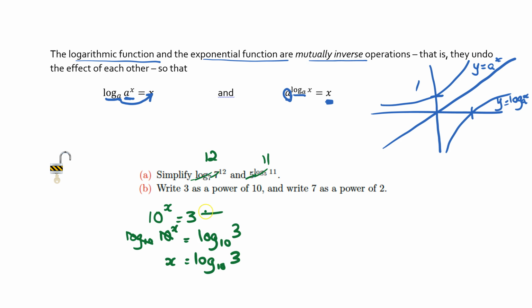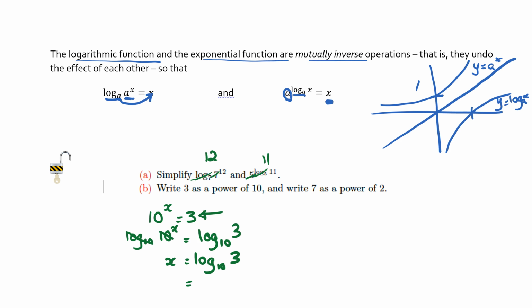So while I couldn't solve this index relationship up here, because I don't know what power you raise 10 to give me 3, if I use my log relationship and operate on both sides with log, because it's an equation, then the log and the exponential operation cancel out here. So now I can solve that equation. I can go to my calculator and I can work out log base 10 of 3.